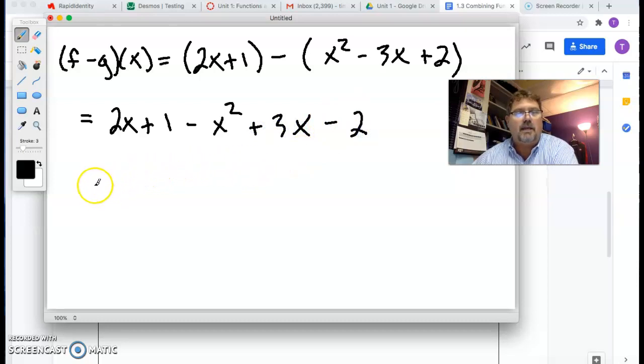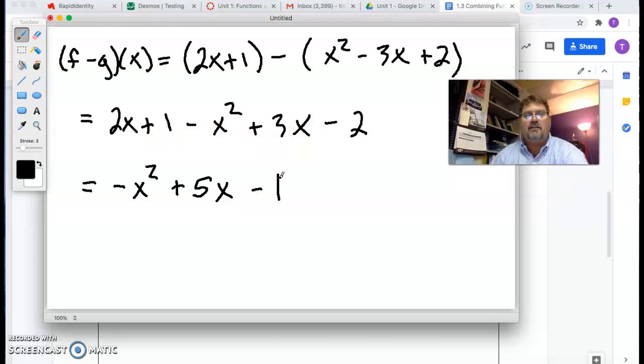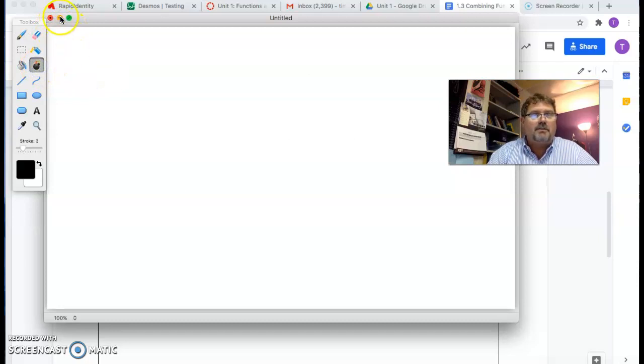And now we need to combine like terms and keep the largest degree in front to keep it in standard form. Negative x squared, nobody combines with that. 2x combines with 3x. Last time I checked, that would be 5x. Negative 2 combines with the 1 to give me a minus 1. And that's how that one's done. It is that simple. If it won't combine, don't make it combine. You can't make things happen that aren't supposed to happen.